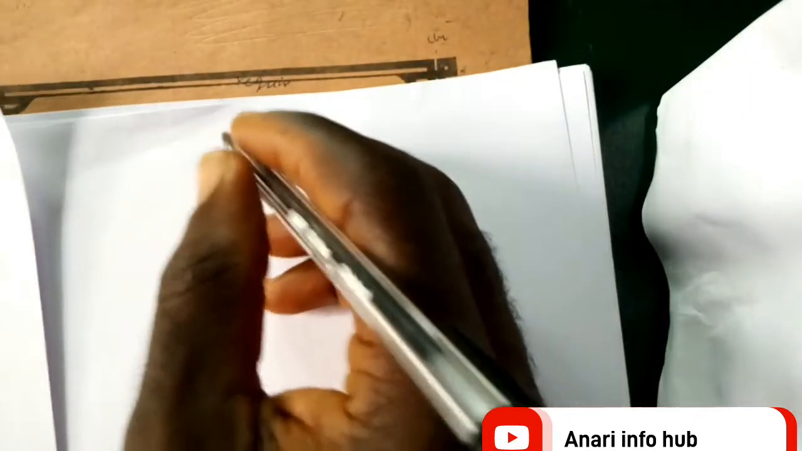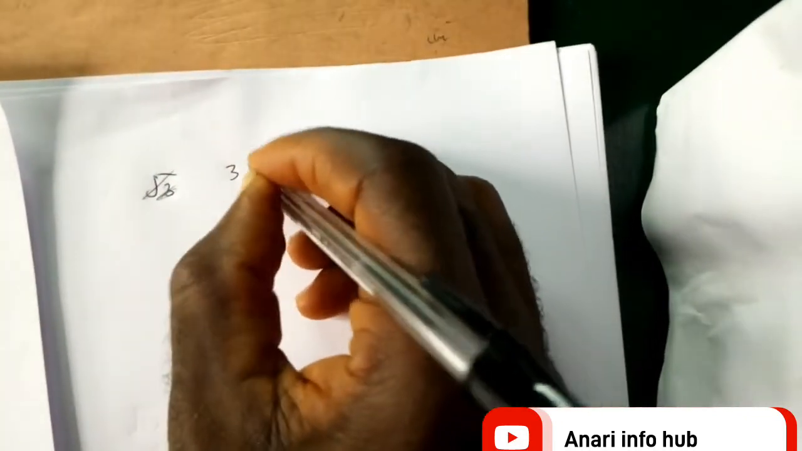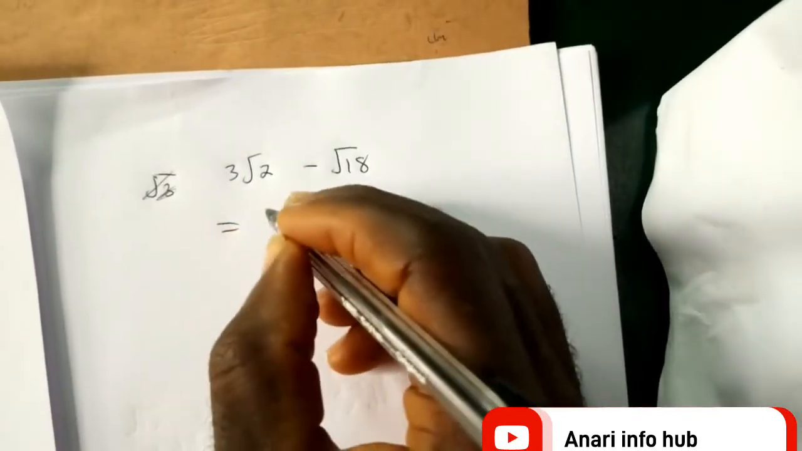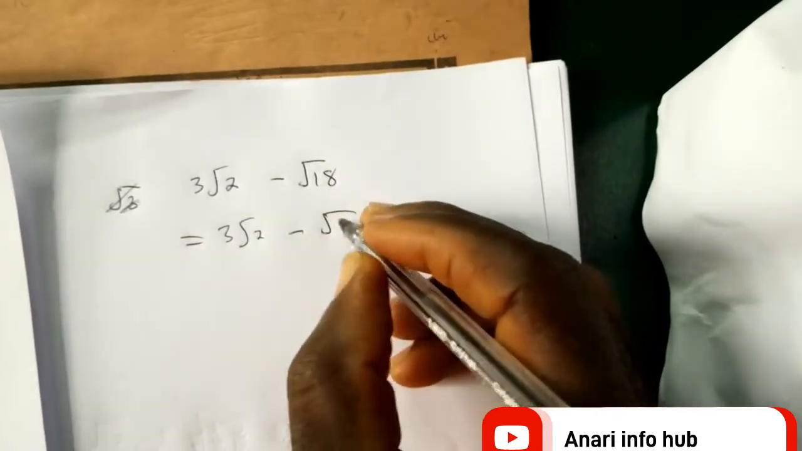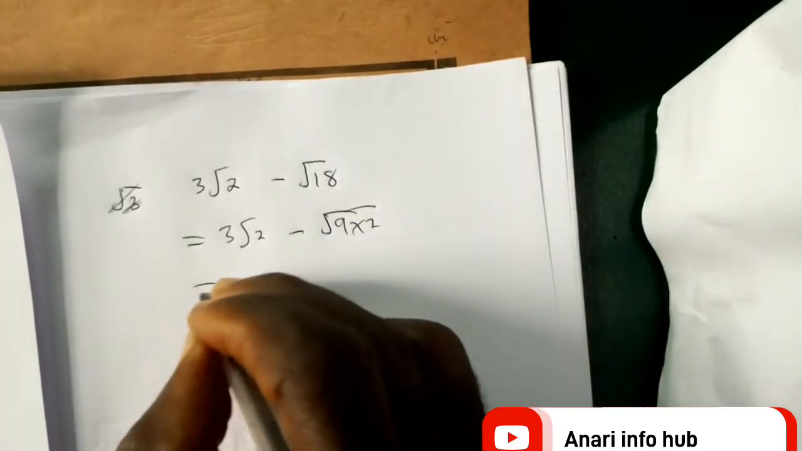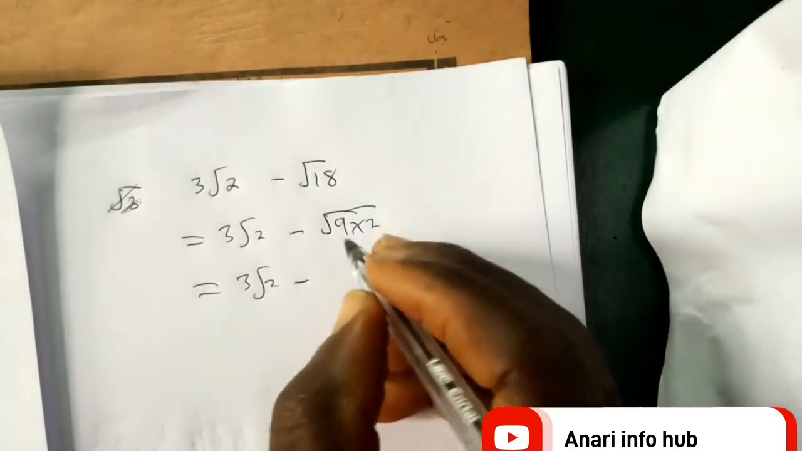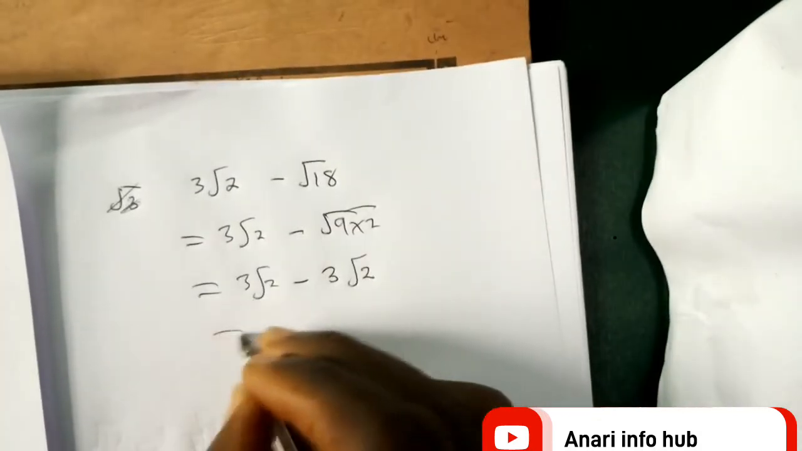Then the next question says 3 root 2 minus root 18, right? This is something like 3 root 2 minus, and this 18 is 9 times 2. This will give us 3 root 2 minus root 9 times root 2. Root 9 is 3, that is 3 root 2, and the minus this is 0.